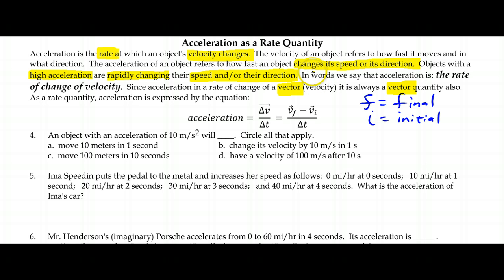Velocity has both speed and direction, so it might be a change of speed or a change of direction or both. Objects with high acceleration, this is where it gets tricky, are not necessarily going fast. Okay, they are rapidly changing their speed and or their direction. So they might be getting fast, really fast quickly, but that doesn't mean they started out going fast. They might be slowing down very much, but it doesn't mean necessarily that they were going very fast, or that in the end they're even going very slow. It's about the change of speed.